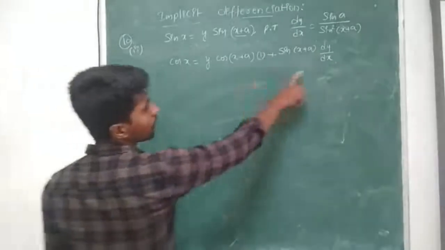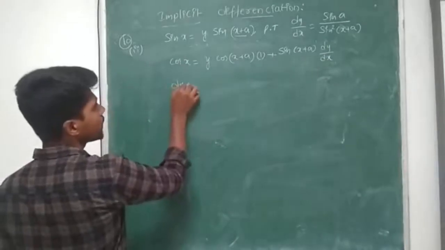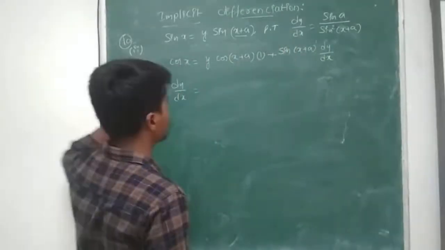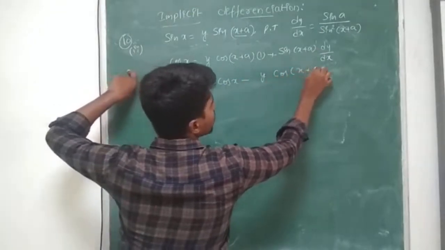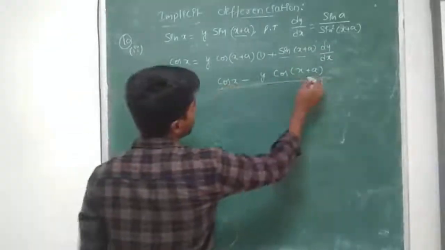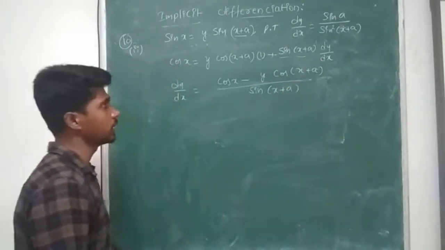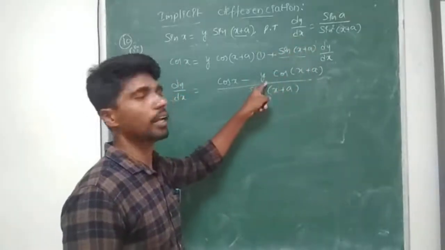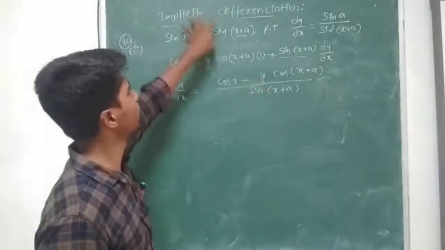Right, now I want to find dy by dx. So I take dy by dx as my subject. Before taking this as the subject, I have to send this one to the left side. So I get cos x minus y into cos of x plus a, and this is multiplying dy by dx. So definitely it will divide, which is nothing but sin of x plus a. Now till here it's okay. I compare with the answer. In the answer I don't have y, but here I have y. So I have to eliminate this y. For that purpose, what we have to do? We have to substitute y from the given equation.